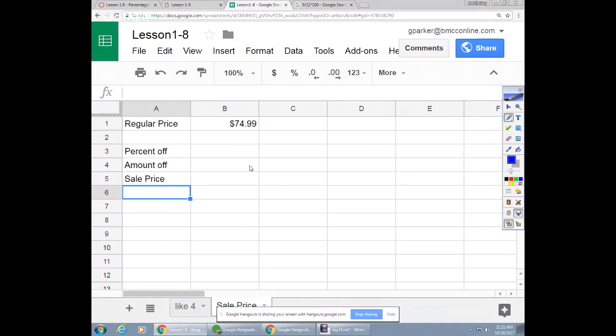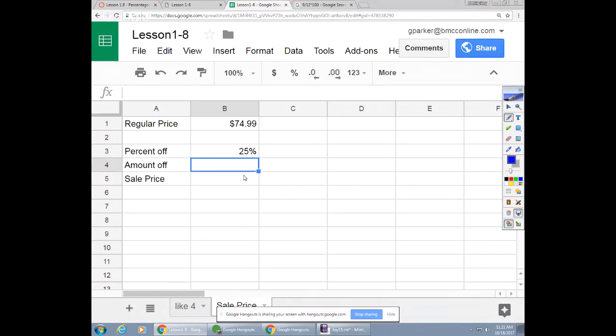So let's suppose there is a 25% off sale. So I just picked a regular price of $74.99, about 75 bucks, percent off. Let's say 25%, and I can just type 25 with the percent symbol. The computer understands what I'm talking about.